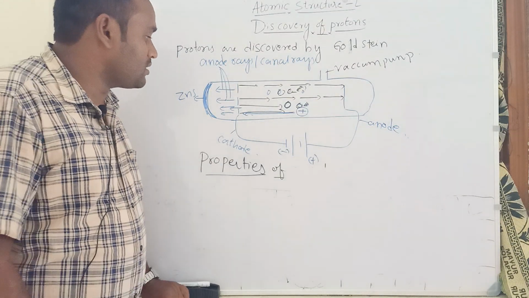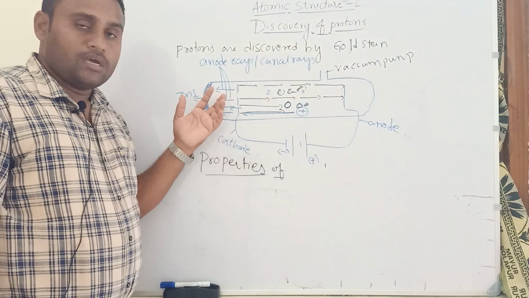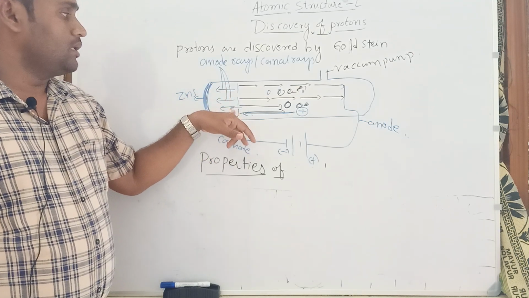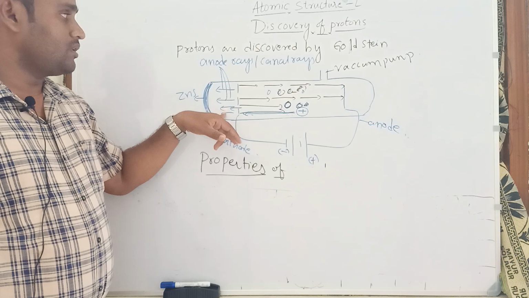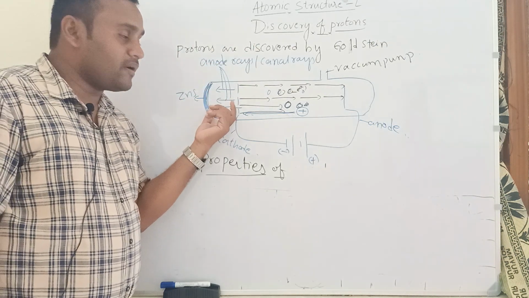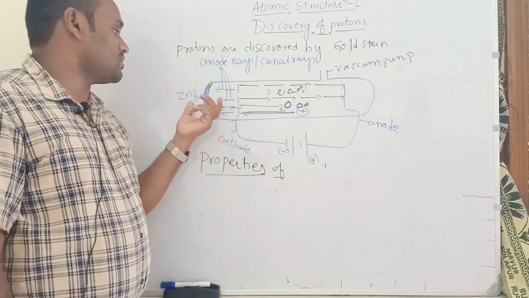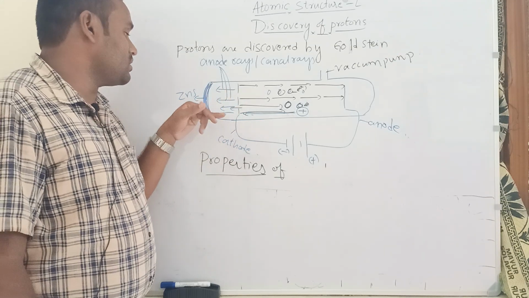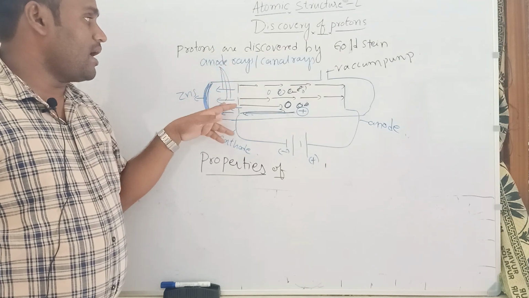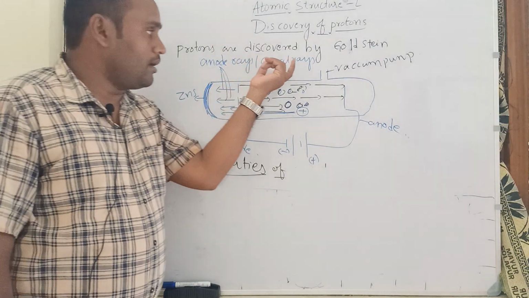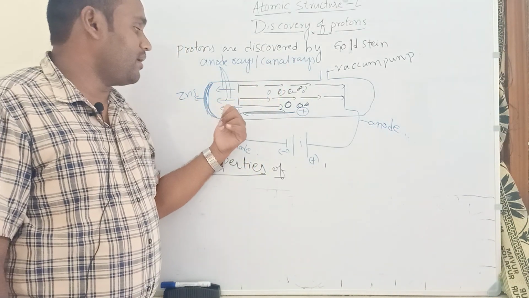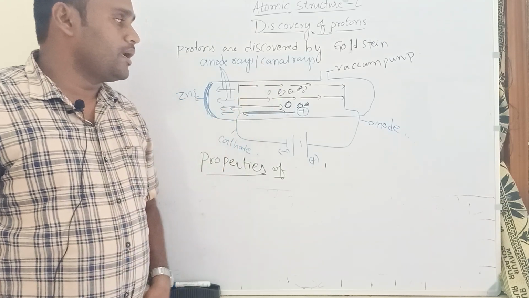When he performed the same experiment, he observed some unknown rays behind this cathode, and these rays are known as anode rays or canal rays. The presence of these anode rays or canal rays can be identified by using a zinc sulfide screen, ZnS. So these are called anode rays or canal rays. Why are they called canal rays? Because they pass through the canals of the cathode. That's why they are called canal rays.